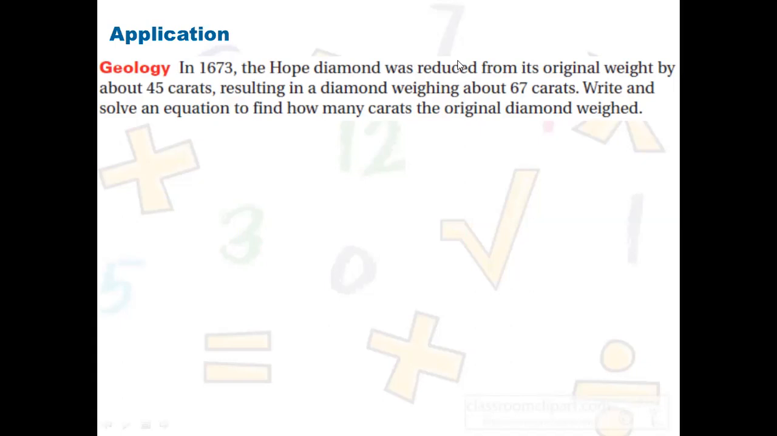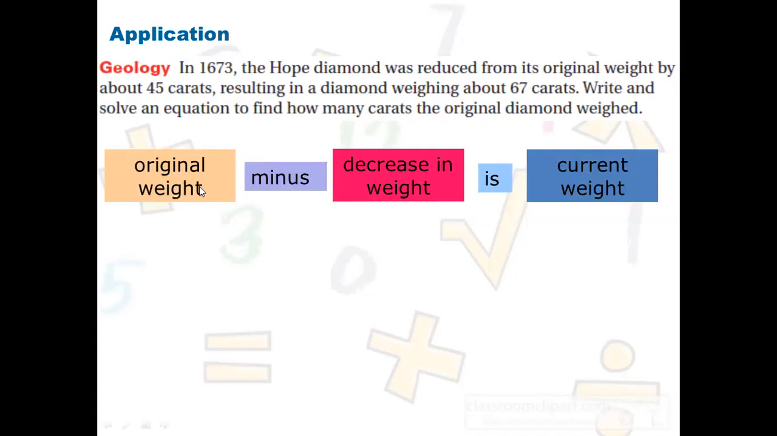So what happened? There was a diamond. They reduced its weight by how much? By 45 carats. And what happened after they reduced? The weight was 67. Resulting in a diamond means after they reduced, it was 67. Write and solve an equation to find how many carats the original diamond weighed. So we have to find the original. Original means the weight before the reduction. So let's find out. The original weight minus, because they reduced it.